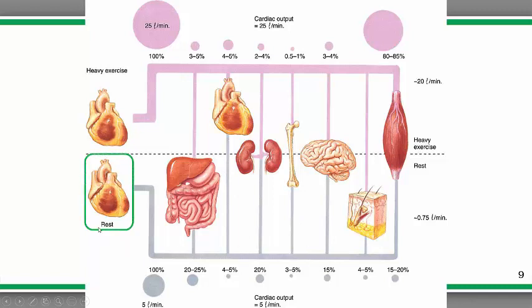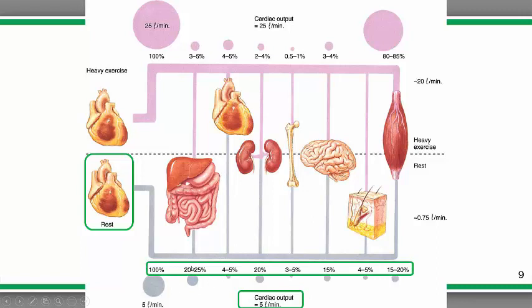Here we see under resting conditions, an average cardiac output for an adult is approximately 5 liters of blood that leaves the heart per minute. Now, where that blood goes, that blood is distributed among various organs in the body. So just some examples here.